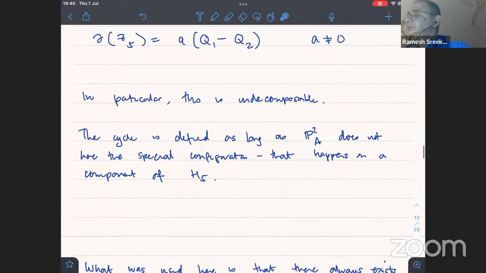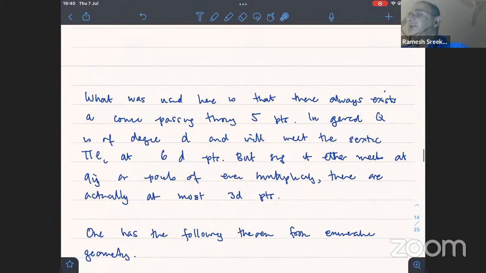So what was used here? We use the fact that there's always a conic passing through 5 points. So in general, if you take this, Bryan and Leung say there is a rational curve of some degree D, right? That curve Q will meet the product of the six lines Li at 6D points. But either we have said it's meeting the point Qij, which is a double point, or at points of even multiplicity. So therefore, there are at most 3D points, right?